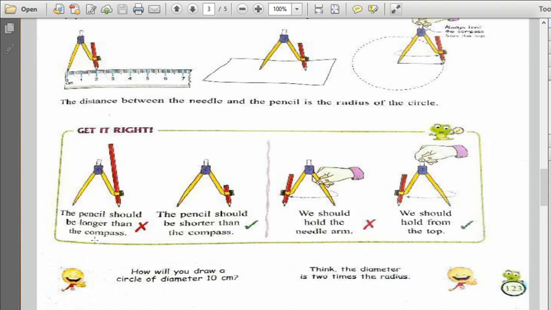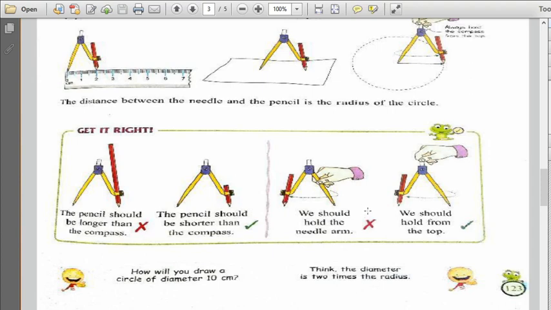The pencil should be longer than the compass. Wrong. The pencil should be shorter than the compass. Then it will be easier for you to draw the figures. The pencil should be shorter than the compass. It will be comfortable for you to hold for drawing the figure.